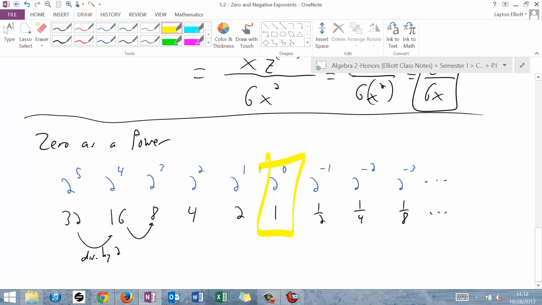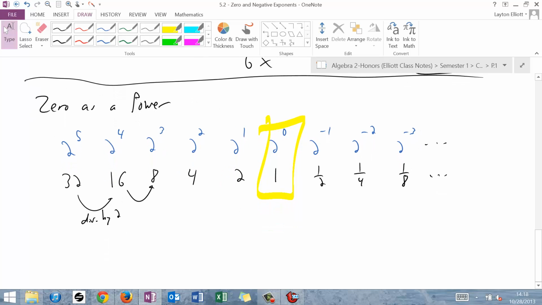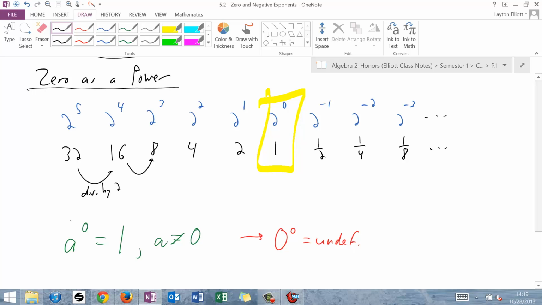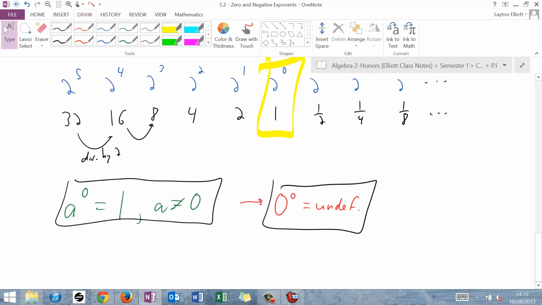My target here is that 2 to the 0 is equal to 1. And I can generalize and say that when I have 0 as a power, anything to the 0 power is equal to 1, provided that that anything is not in fact 0. Because as we saw up above, I know that 0 to the 0 power is undefined. So, a couple of things to keep in mind here. If we have 0 as a power, anything to the 0 power is 1 except 0 to the 0, and that's undefined.